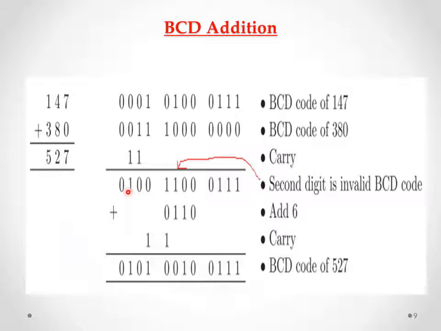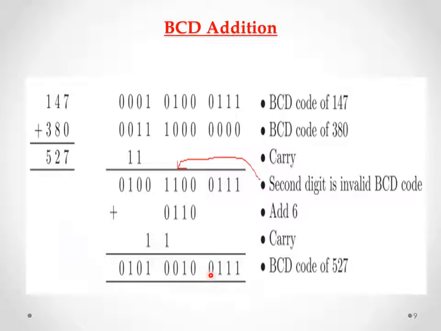So now if you are looking into the result, this is 7. So it's a valid sum. This is 1100, that is 12. So it's an invalid BCD code. Next it's 0100. It's a valid number. So the invalid BCD combination is this one.